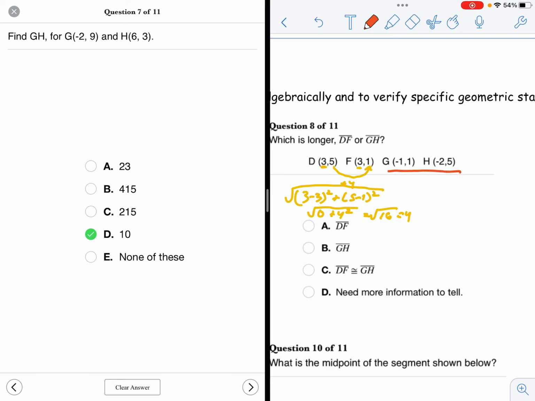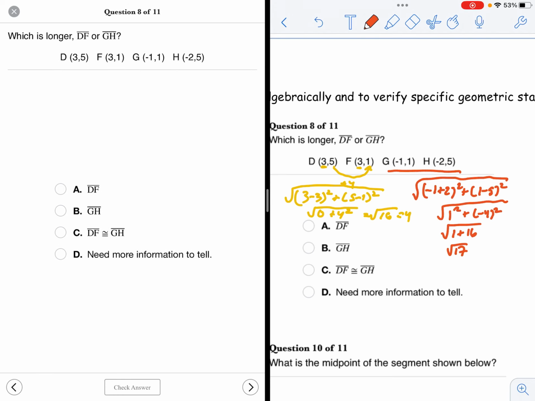Over here, this is going to be negative 1 plus 2, 1 minus 5. 1 squared plus negative 4 squared is 1 plus 16, the square root of 17, which is going to be bigger. GH is bigger, because the square root of 17 is bigger than the square root of 16. All I have to do is compare these two numbers to know that this one is bigger.